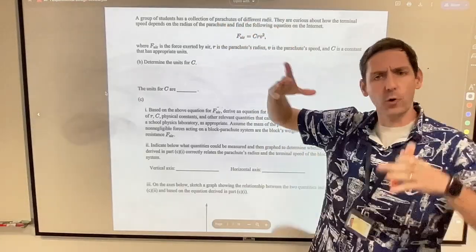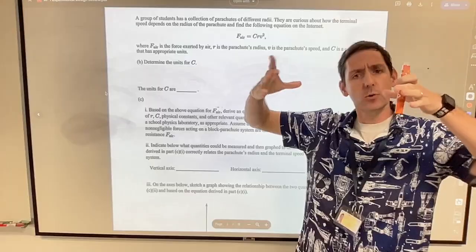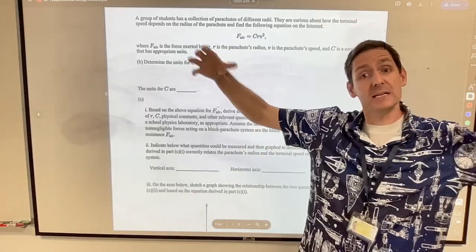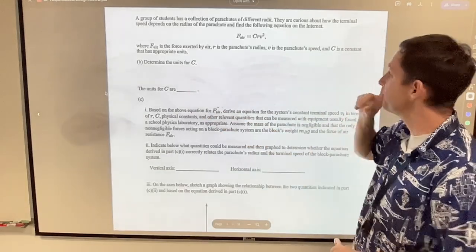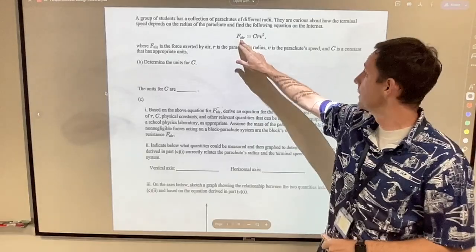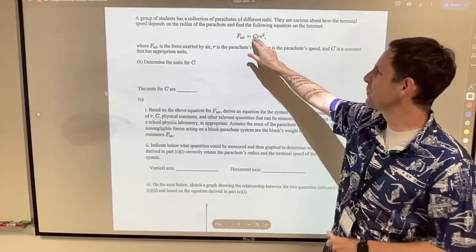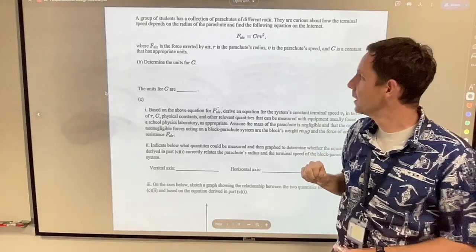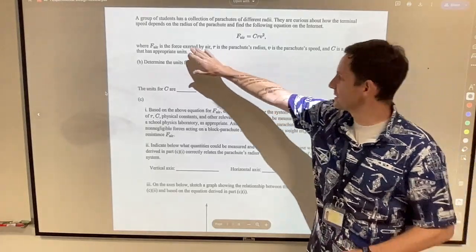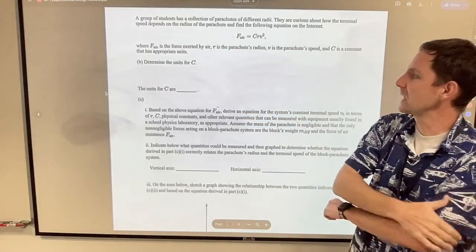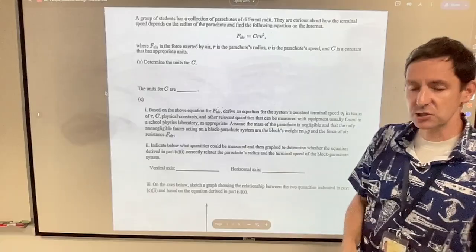So the same as before, these circular parachutes with a constant radius, but each parachute is going to be a slightly different size. And they found this equation on the internet that says the force of the air is going to be equal to some constant times the radius times the velocity squared. All right? F is the force by the air, R is the radius, V is the speed, and C is a constant. So the first thing they asked us to do is find the units for C.